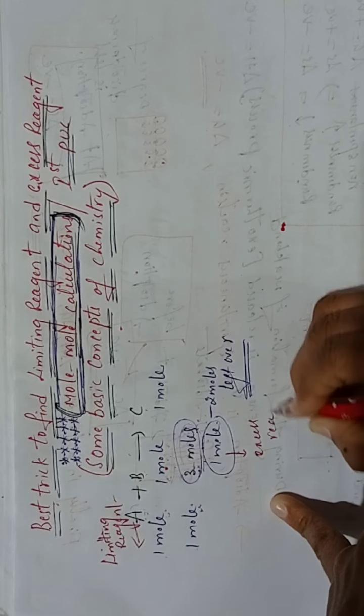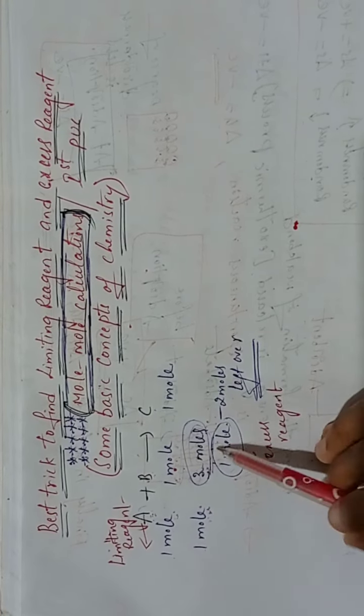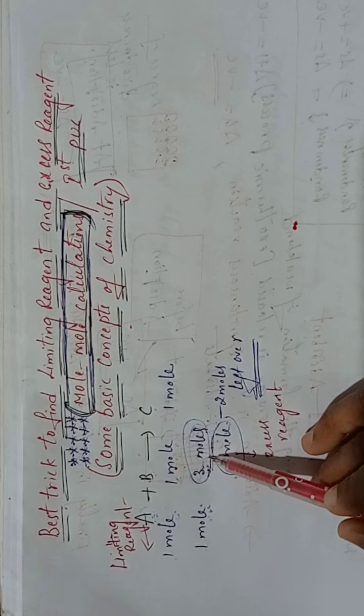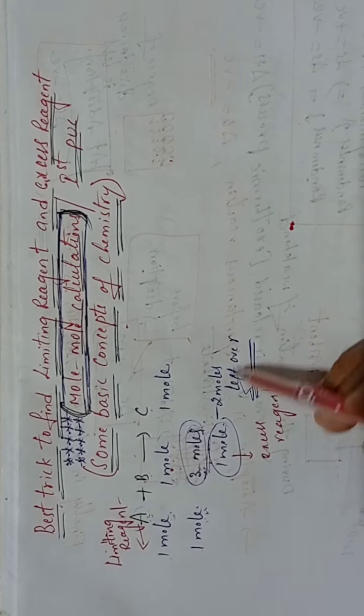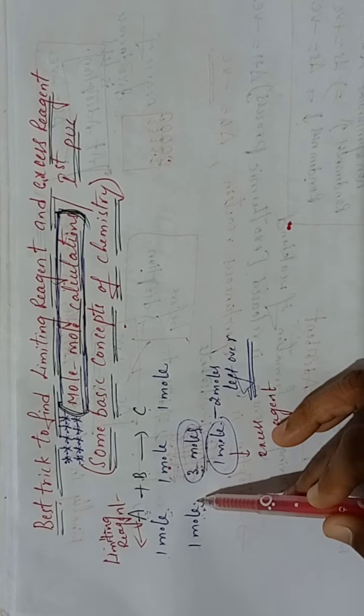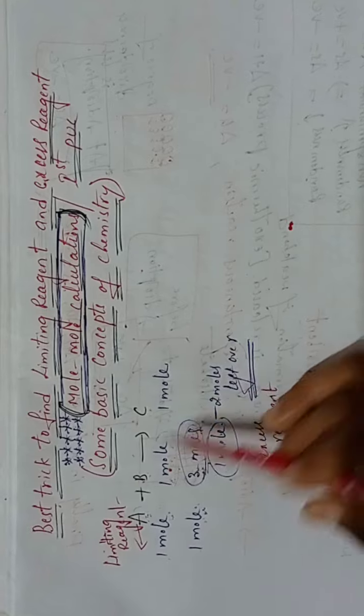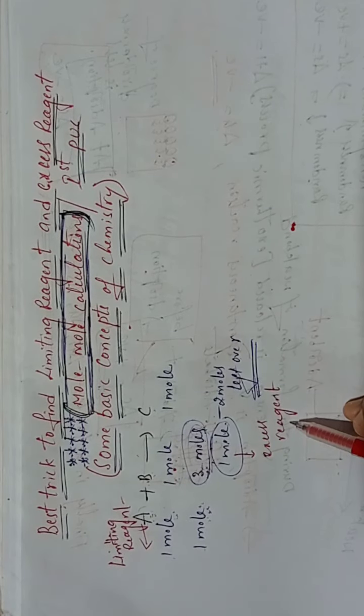Are you following? Excess reagent means the one that is not completely consumed in the reaction. A reactant is completely consumed, 1 mole only. But of B reactant only 1 mole is consumed, and the remaining 2 moles are not consumed. They do not react with the reactant A. So that's why 2 moles are left over, and that's why it is excess. That's why B reactant is the excess reagent, students.